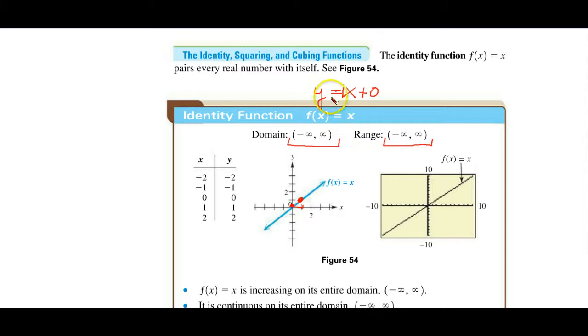Now, if you didn't use the slope-intercept form to graph it, you could plot some points. And again, whatever y is, that's what x is. And it looks like that in a t-chart. And if you were to put this in your graphing calculator, this is what it looks like. Okay, that was sort of an easy one to start us off.